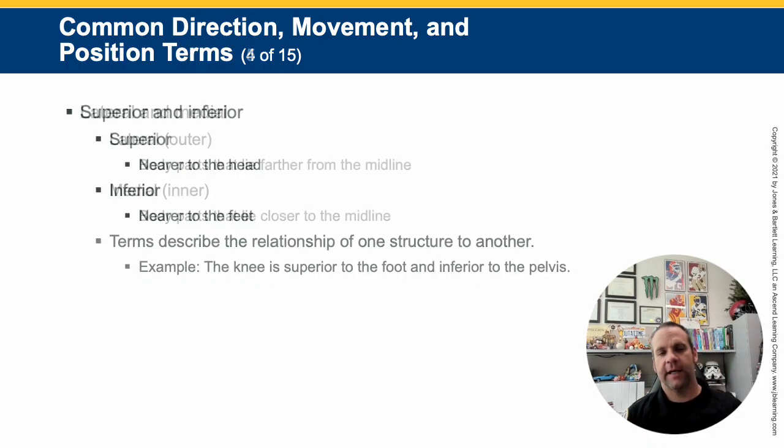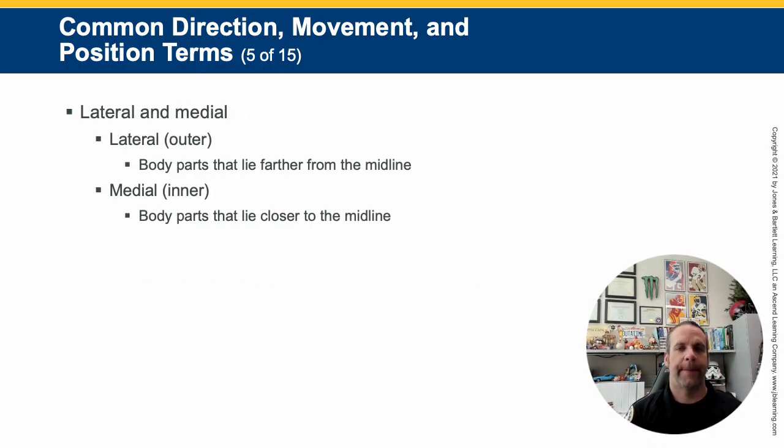So now let's go ahead and move on to more directional pairings, medial and lateral. Okay, so again, these terms describe how close or far a structure is in relation to the midline. The midline itself is the imaginary vertical line that's going to divide the body into equal left and right halves. Medial means closer to the midline.